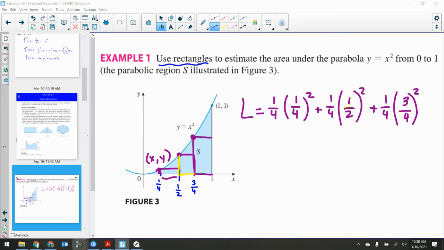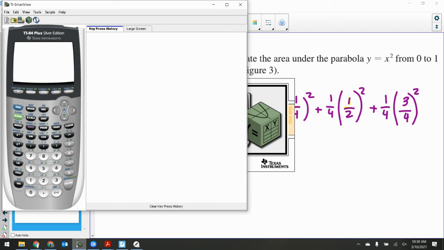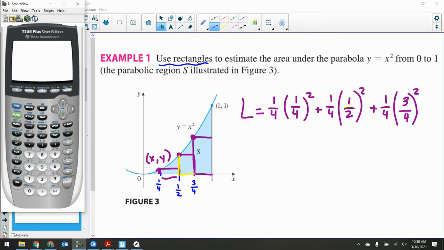So let's run the numbers. Let's see where it comes out. Okay, we've got 0.25 times 0.25 squared, and then plus 0.25 times 0.5 squared, plus 0.25 times 0.75 squared. Forgive me for using decimals. I really don't want to plug in fractions. That gives 0.21875.